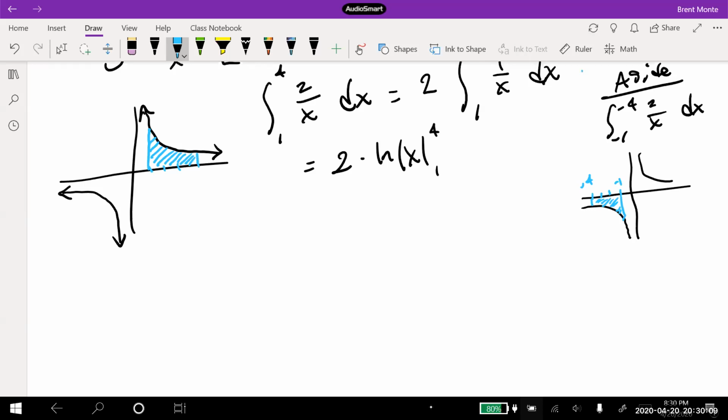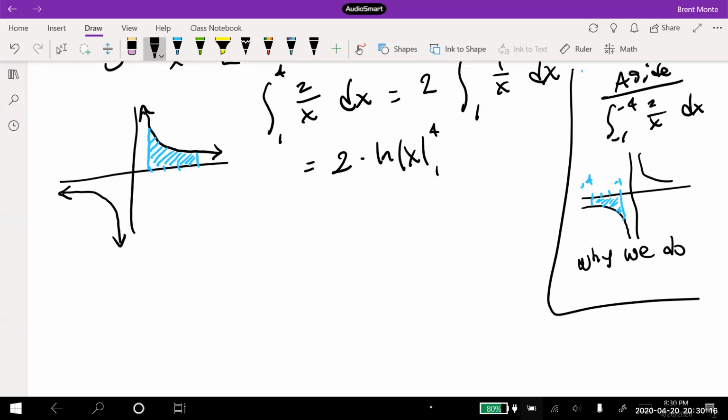So this whole aside just has to do with why we do ln of the absolute value of x. That's why we do the absolute value, is because that area is still there, but we wouldn't be able to plug it into the ln otherwise. So anyway, on this one we get 2 times, now it's this whole thing, ln of the absolute value of 4 minus ln of the absolute value of 1. Since those are positive, the absolute values don't do anything. But that's my exact answer.